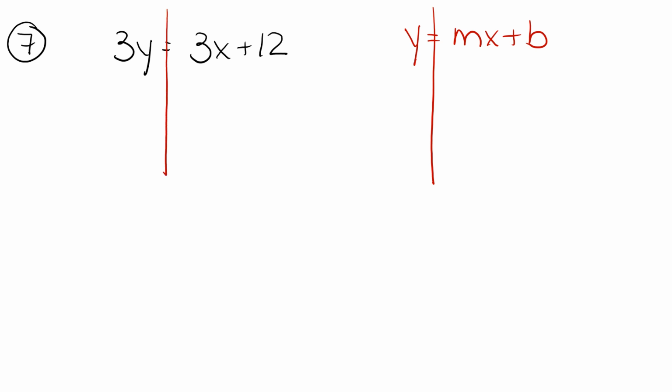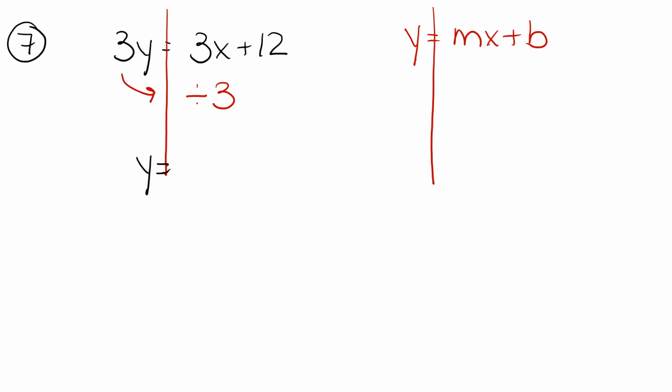In our equation, everything is almost correct. The y is on the left-hand side, the 3x is in the middle, and the plus 12 is at the end. The only thing that we need to move is the value with the y. Y needs to be completely by itself, so we have to get rid of the 3. The 3 and the y side by side mean multiply, so we do the opposite, we divide.